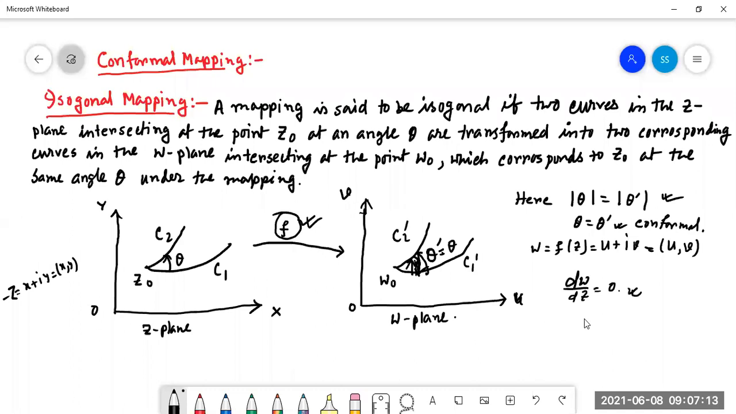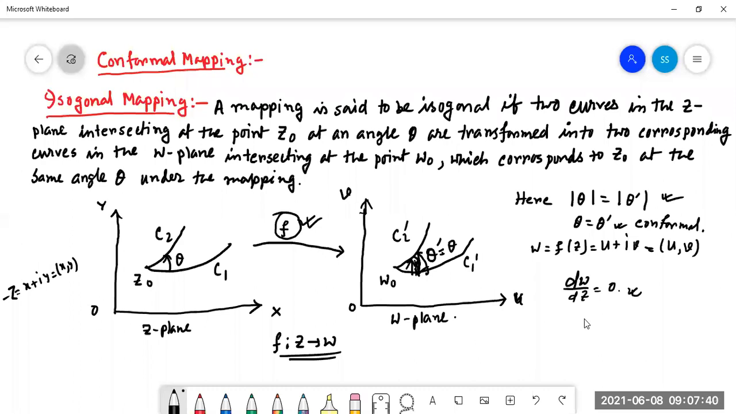If we take a mapping F from the Z plane to the W plane, this is the mapping F. From the Z plane, if it is transferred into the W plane, but the angle theta is the same in measurement and not in sense, then it is called isogonal.